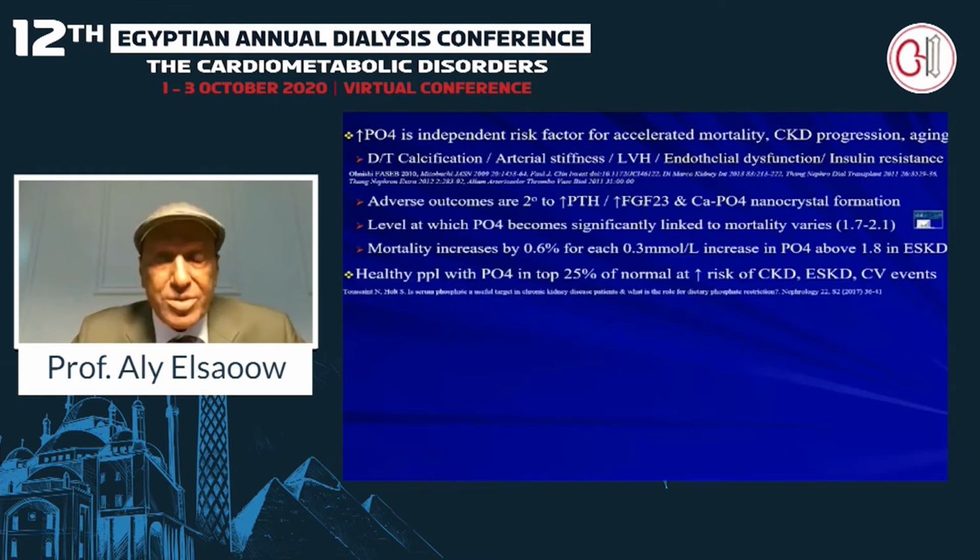The adverse outcomes are secondary to calcium phosphorus nanocrystal formation, but also to the adaptive responses, which are the high parathyroid hormone and high FGF23. The level at which phosphorus becomes significantly linked to mortality varies, and mortality increases by probably 0.6% for each 0.3 millimole increase in phosphorus above 1.8 in end-stage kidney disease. Even healthy people who have phosphorus in the top 25% of normal range are at increased risk of CKD and end-stage kidney disease cardiovascular events.